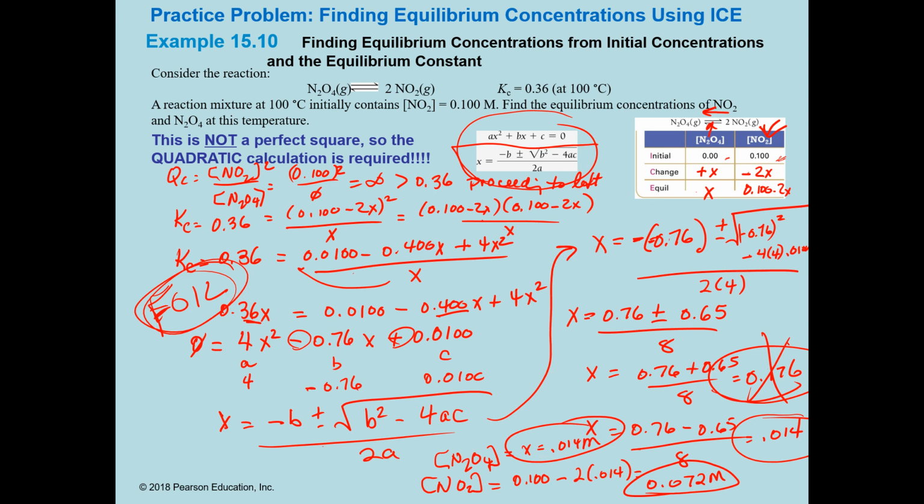So anyway, our final concentration is 0.014 for the N2O4, which we didn't make very much of, did we? And we have 0.072 left over in the NO2. Aren't those fun?